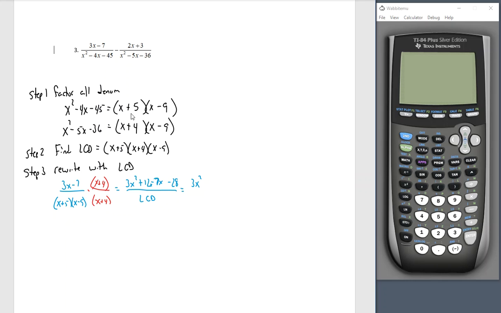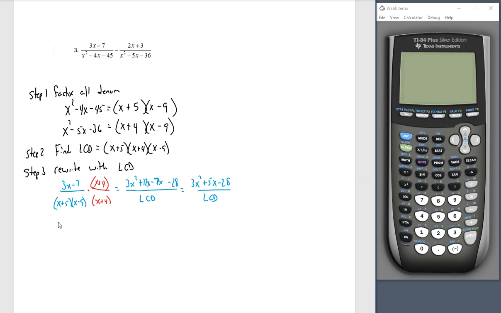You need to be able to read it, and I'm still trying. I'm trying. Here we go. Plus 12x minus 7x minus 28. So that's what? Plus 5x minus 28.